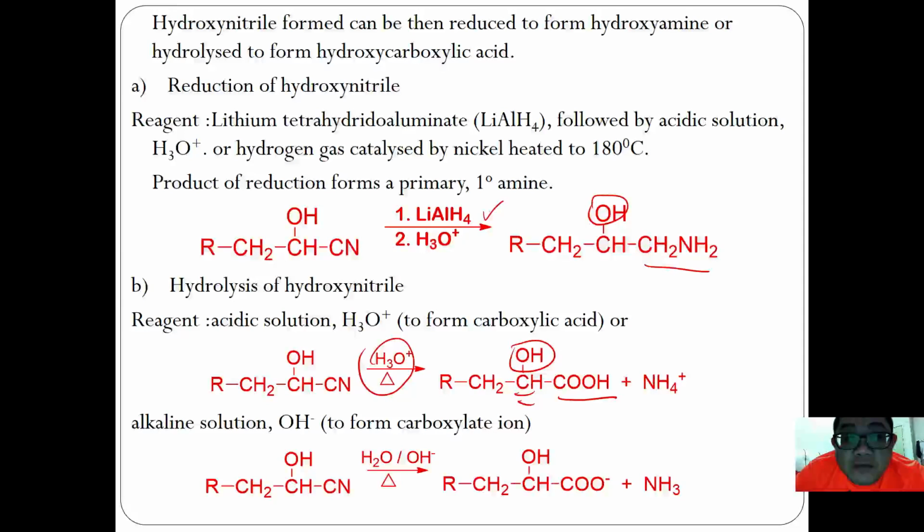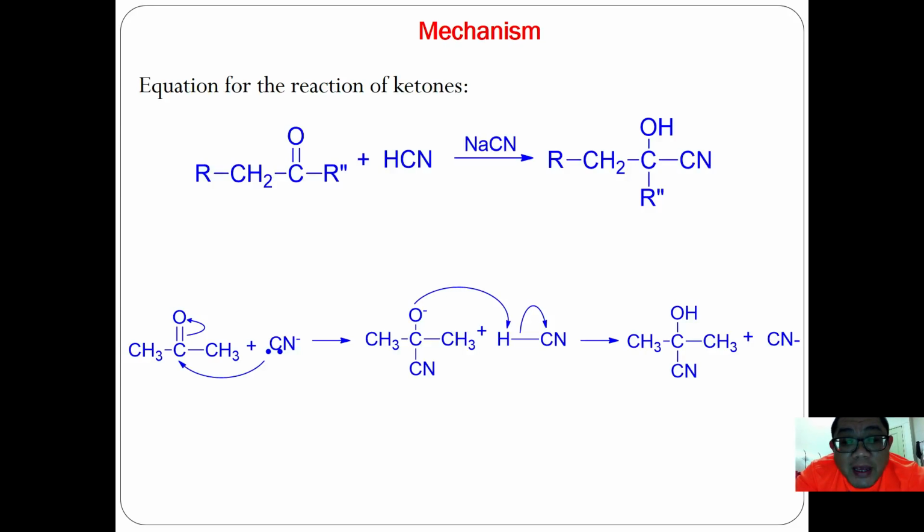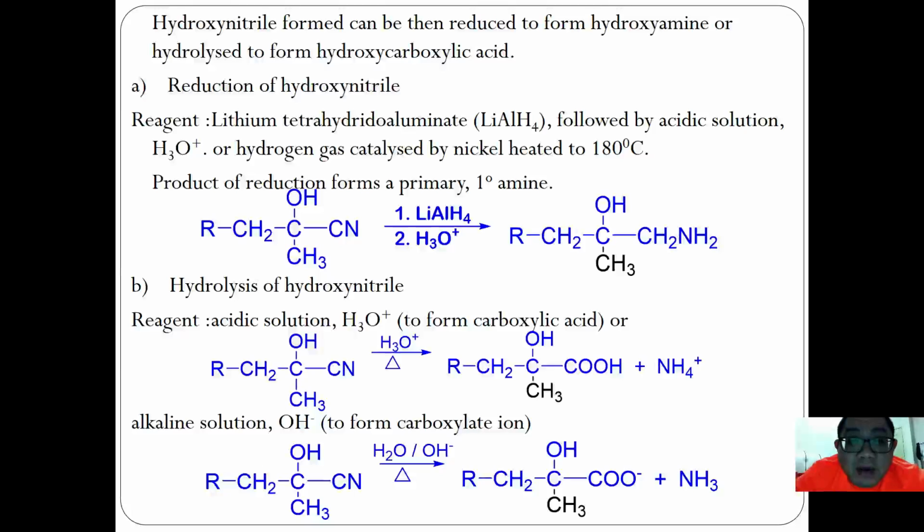Okay, so this is for reactions with the hydroxynitrile. And then the mechanism, this is for ketones, so it's more or less the same as we described just now. And as you can observe, it is also the same if you react with lithium aluminium hydride, you reduce to form NH2, and acidic hydrolysis will form a COOH. Okay, so that is for the nucleophilic addition reactions of hydrogen cyanide with carbonyl compounds. Okay, so hope that you remember.